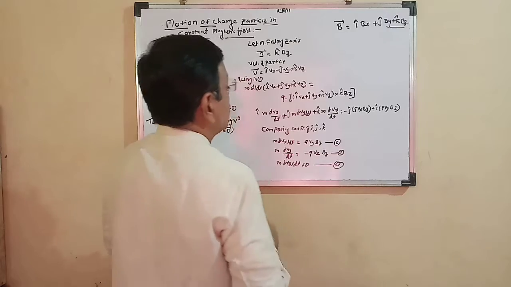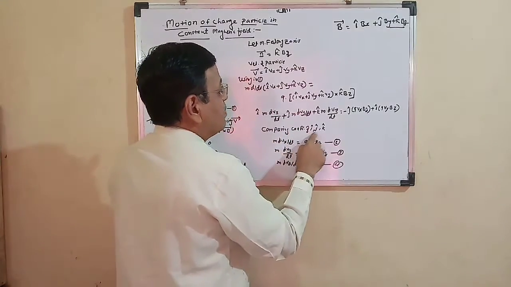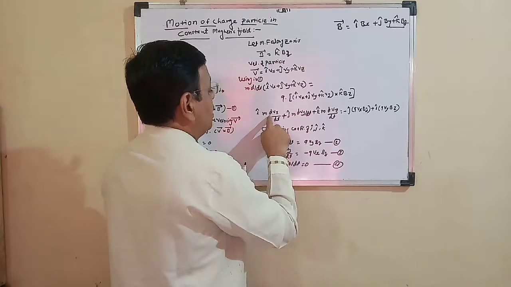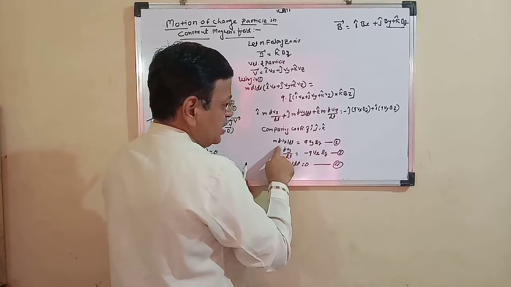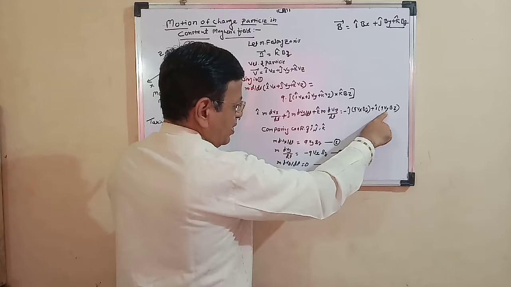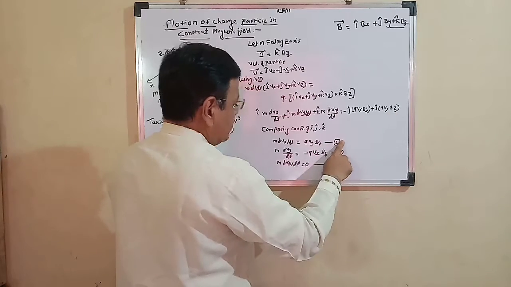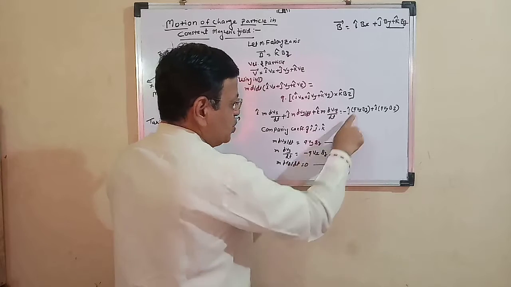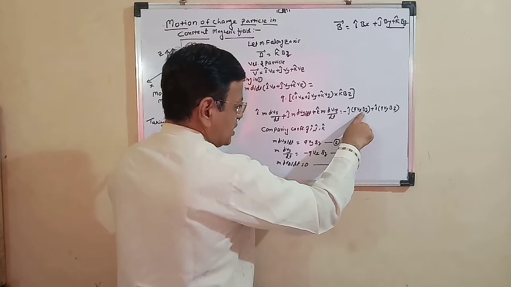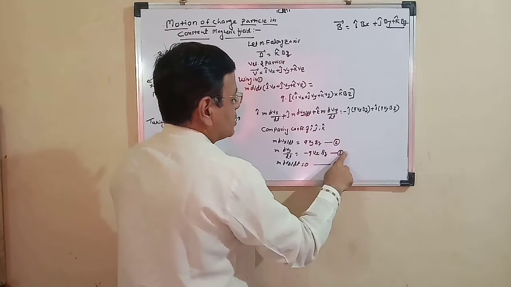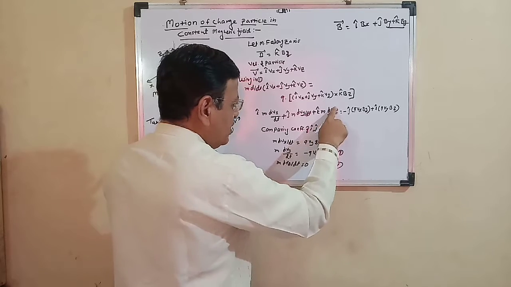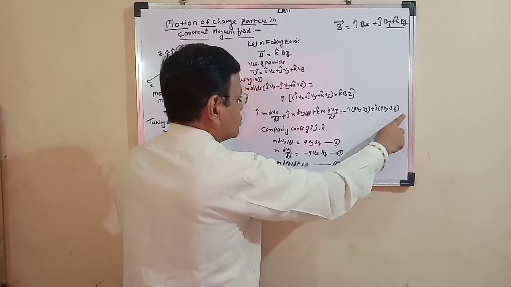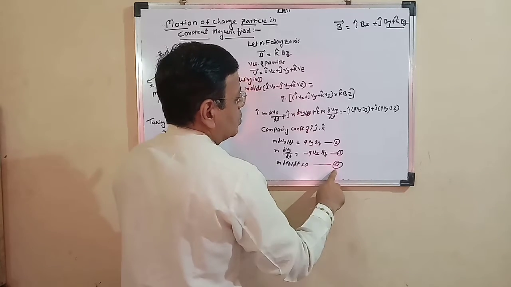So we have to remove that term, because k cap cross k cap is 0. So comparing the coefficients of i cap, j cap and k cap, we have to write here m into dvx by dt is nothing but q vy Bz, call this equation 2. m into dvy by dt is nothing but minus q vx into Bz, call this equation 3. So m dvz by dt, there is no coefficient of k cap on the right hand side, so that value is going to be 0. Call this equation number 4.